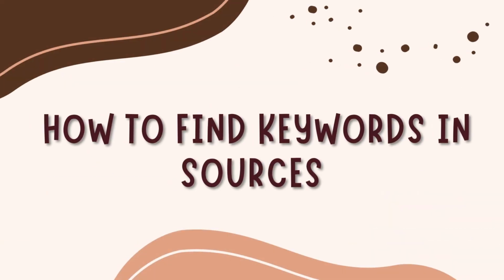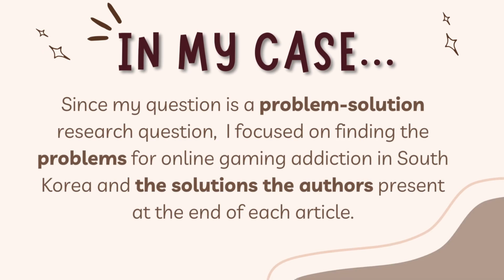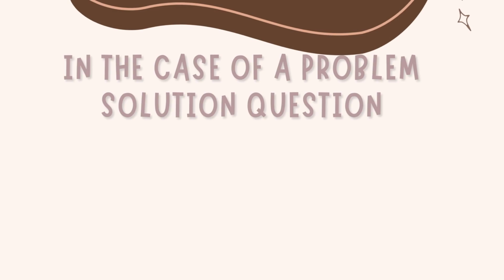Now, how to find these keywords in your sources. Across all of your sources, your academic articles will have a set of keywords, which are important for creating your themes in your theme chart. In my case, since my question is a problem solution research question, I focus on finding the problems for online gaming addiction in South Korea and the solutions the authors present at the end of each article.